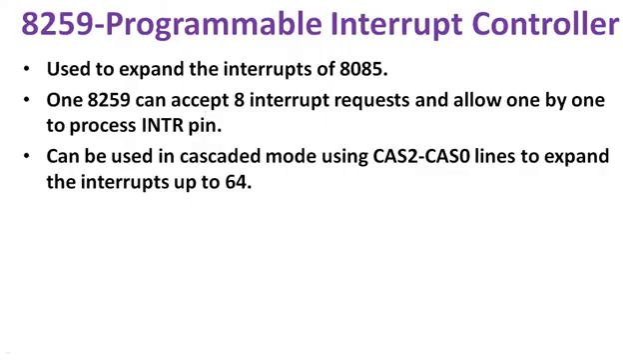Then it can be used in cascade mode using CAS2 to CAS0 lines to expand the interrupts up to 64. So here 3 bits make 8 combinations, so 2 raised to 3 is equal to 8. So one 8259 has 8 interrupt pins, so 8 interrupt pins multiplied by 8 ICs is equal to 64 IO lines, which can be used for interrupt.